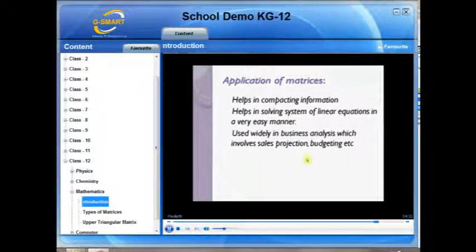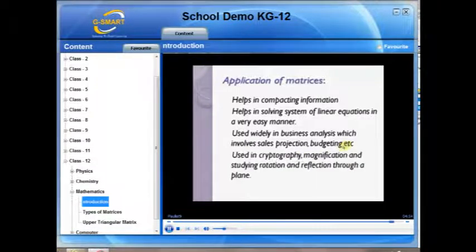Now the third purpose is that it is widely used in business analysis, which involves sales projection, budgeting, cost estimation, etc. Business analysts use it quite widely because it helps in depicting the information about sales projections or marketing details in a very concise manner. It is also used in cryptography, magnification and studying rotation and reflection through a plane. So matrices have a very wide application in the field of businesses, in the field of science, and in so many diverse fields.